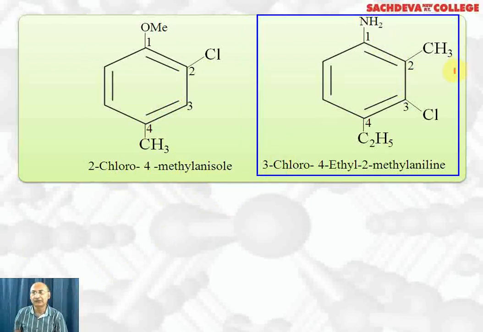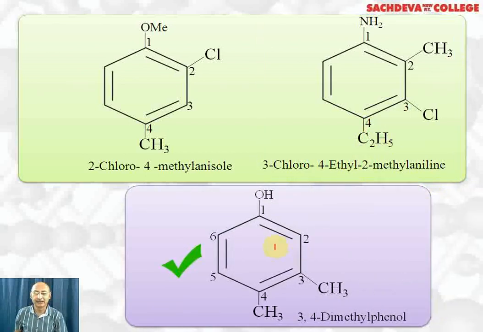Here the parent compound is aniline. At the second carbon there is a methyl group, at the third carbon chloro, at the 4th carbon an ethyl group. So we write alphabetically. First we write 3-chloro, then we write 4-ethyl, 2-methyl. Aniline is the parent compound. Another example we have here: phenol is the parent, so phenol will come at the end, and methyl groups are counted 1, 2, 3, 4, which means 3,4-dimethylphenol is the name of this compound.